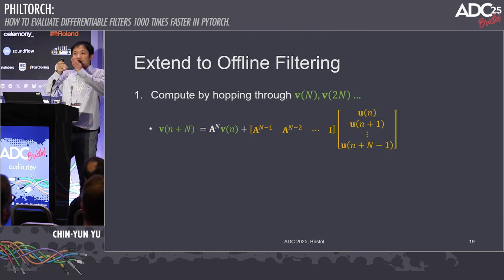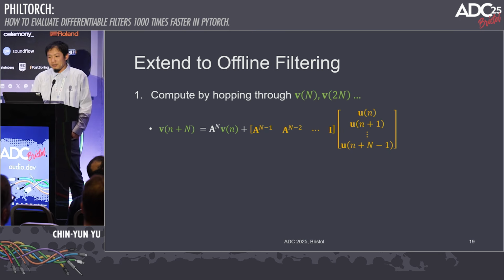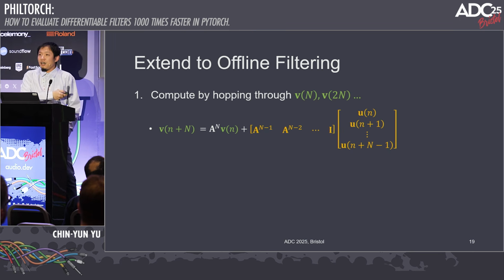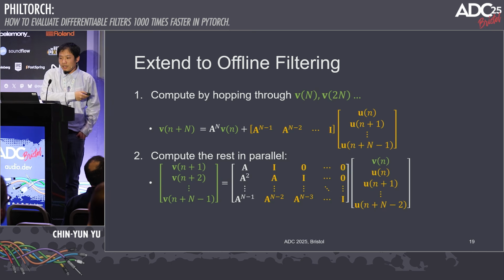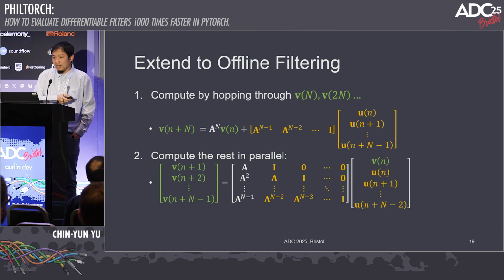And the output will be a subsample version of the outputs. How about the rest of the output step that we skip? So when step one is complete, the rest of the computation can be done in parallel, actually.